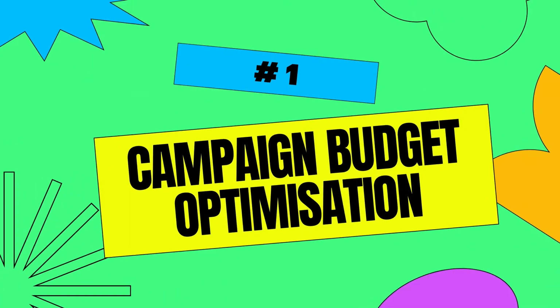Okay, so what are the 6 terms you need to know in 2021 and beyond? The first term is a big one if you're going to be spending any money on social media platforms, their ad platforms. It's called CBO, or Campaign Budget Optimization.